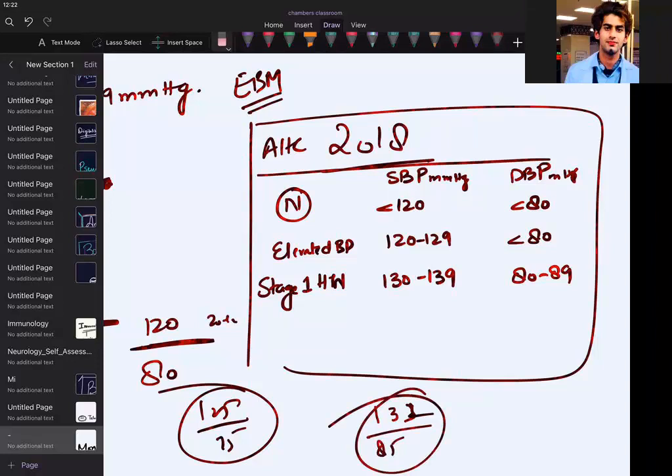We have some goals, like in the JNC 8 guidelines. What is JNC? Joint National Committee Guidelines for Hypertension. It gave us some target goal BP. Clinically, the goal BP should be less than 140 by 90 in patients less than 60 years of age, whether they have diabetes mellitus or not, or chronic kidney disease or not.